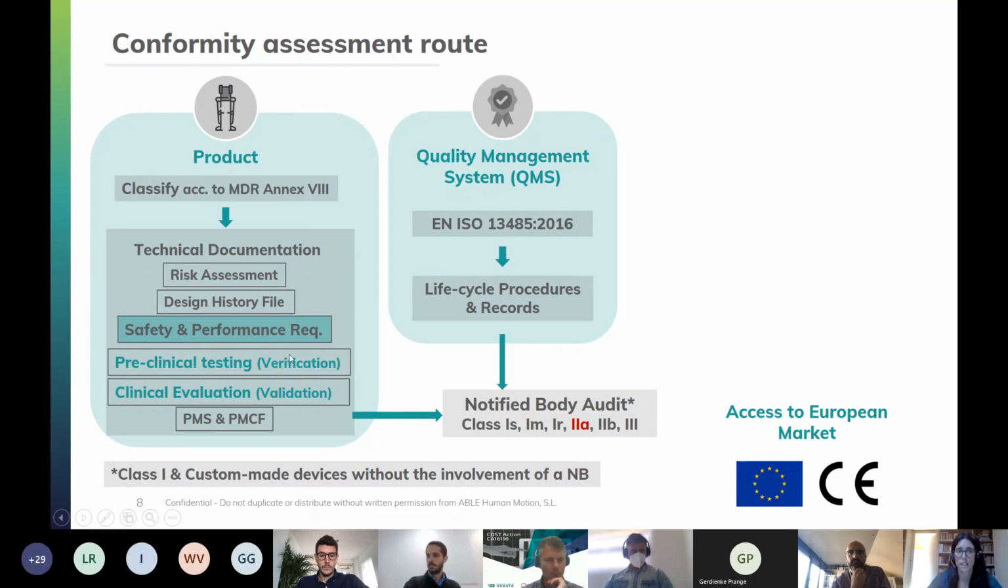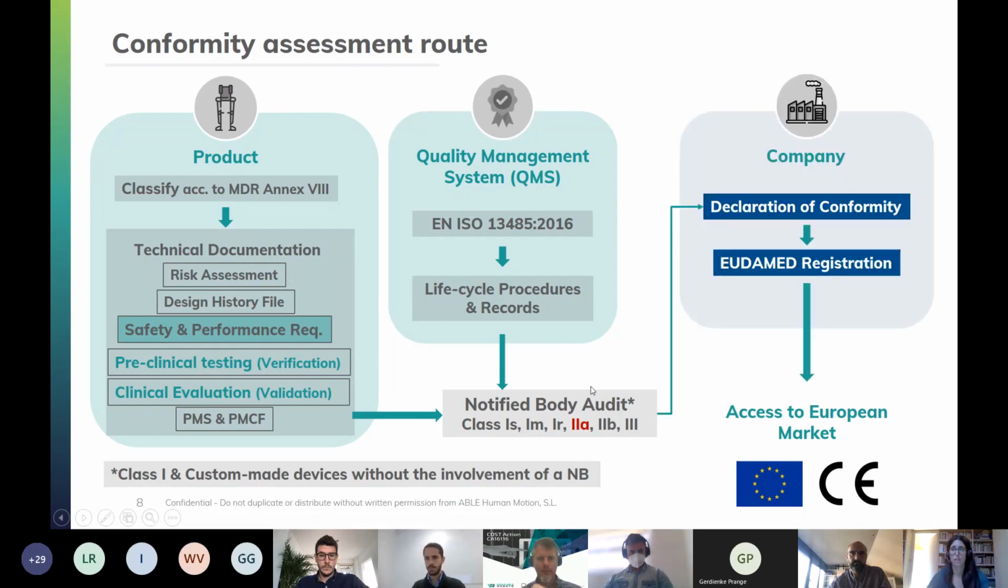Once we have our technical documentation and our QMS in place, we can ask the notified body to do the audit and decide whether or not we can have the CE mark. And then, as a company, we will draft the declaration of conformity and be able to sell our device to the market.